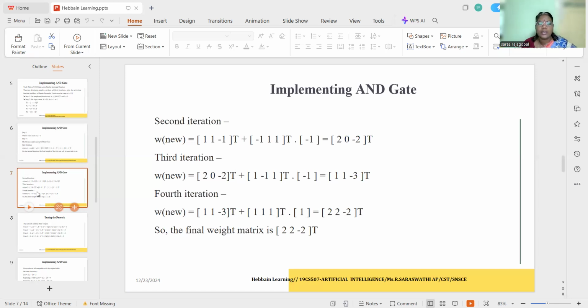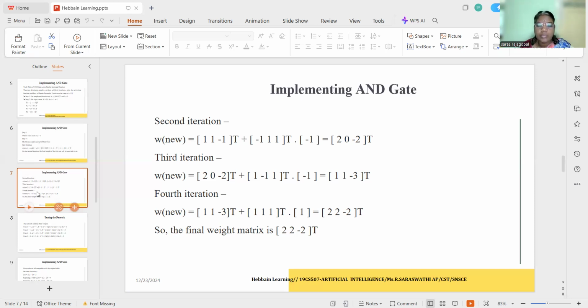Third iteration, we calculate using the previous weight value. W new is equal to the weight value 2, 0, -2t plus the x3 value. The x3 value is 1, -1, 1 into t. Therefore, 2 plus 1 is 3, 0 plus 1 is 1, and then -2 minus 1 is -3. So the weight is 3, 1, -3 times the target value.